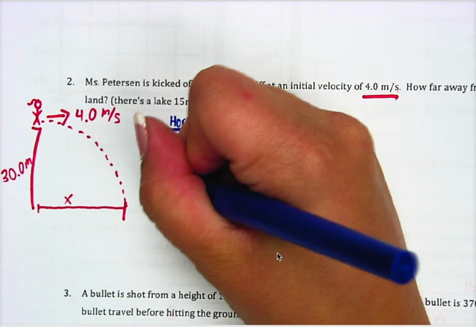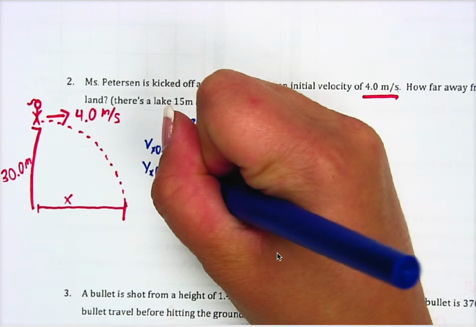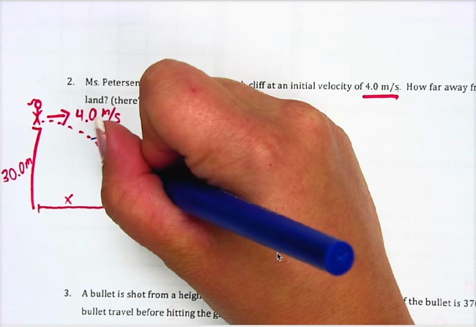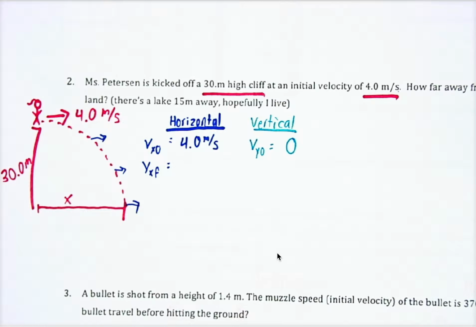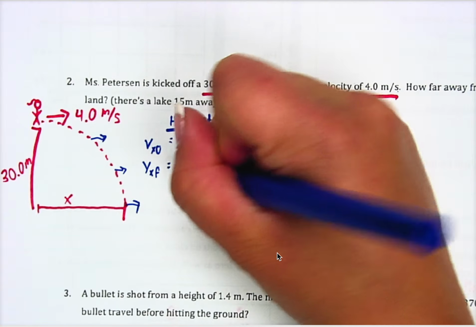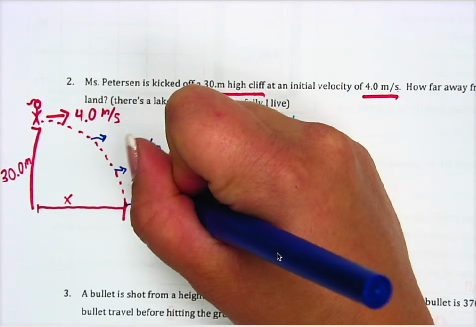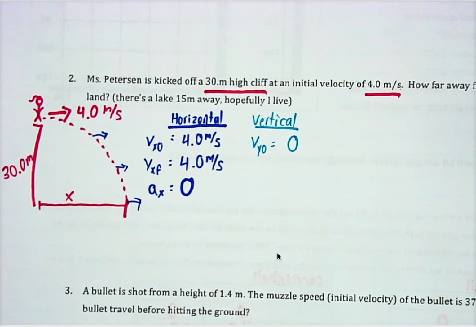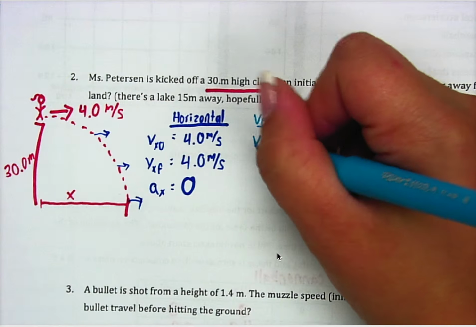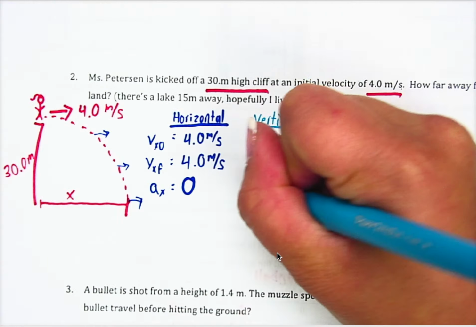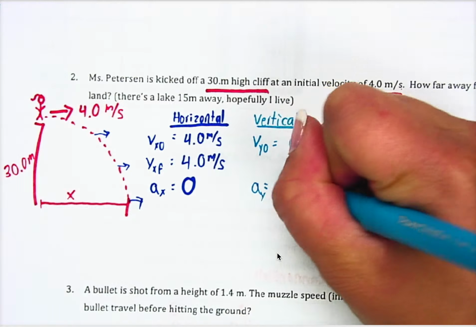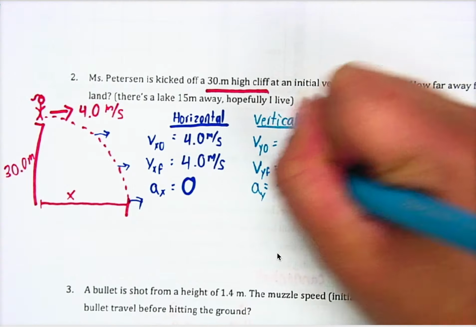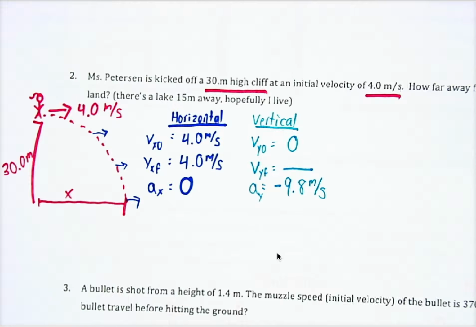There's going to be no acceleration in the horizontal direction. I'm going to be going 4 meters per second the whole entire time. So the final velocity in the x direction is 4.0 meters per second because there is no horizontal acceleration. In the y direction, gravity is going to accelerate me at negative 9.8 meters per second squared. I could use that to solve for my vy final. I don't know it, but I don't really need it at this point, so I'm not going to worry about it.